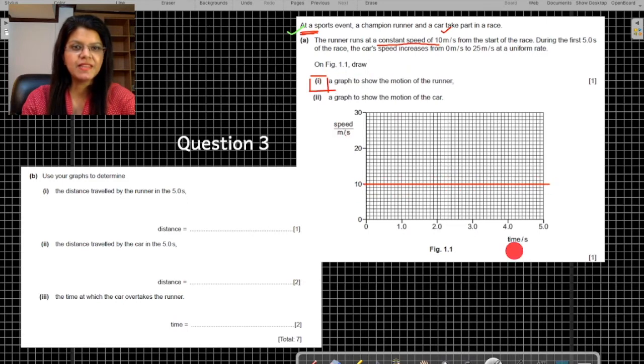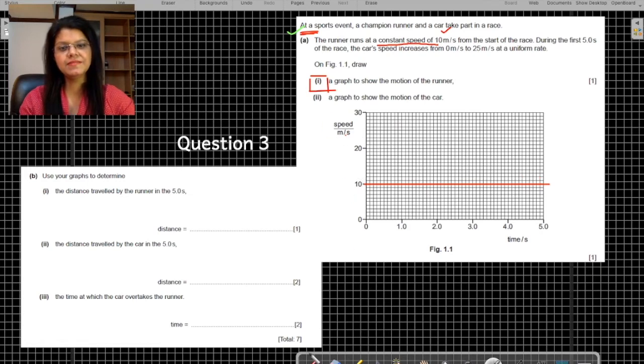It is a speed time graph. It is a constant speed of 10, and this horizontal line represents 10 as the speed at all the points. No matter which point you're talking about, the speed value is 10. So this is the motion for your runner.